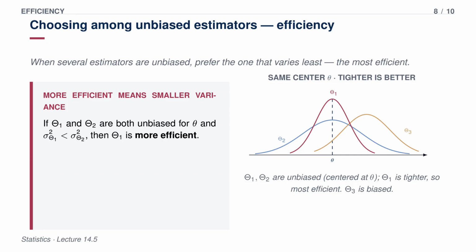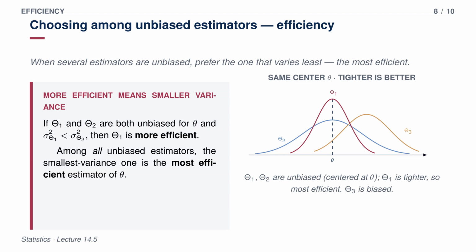So far, we've got one yardstick, unbiased or not, but often several estimators are unbiased. How do we break the tie? With efficiency. If two estimators are both unbiased for theta, the one with the smaller variance, the tighter sampling distribution, is the more efficient one. And among all the unbiased estimators of theta, the single tightest one earns the title most efficient.